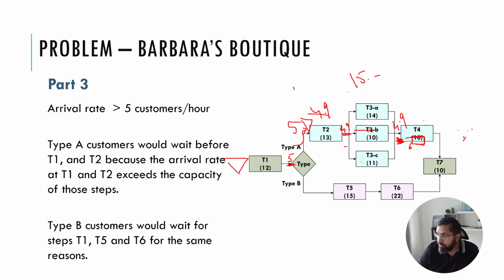And then 4.9 will go into T4 per hour, 4.9 will come out per hour. And then T7 can also handle 6. So a load of 4.9 is no problem. So nowhere else will queues form.